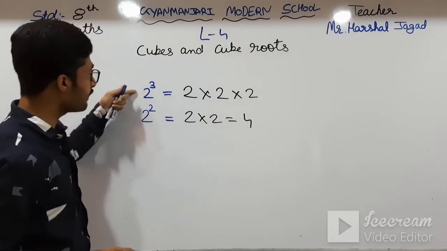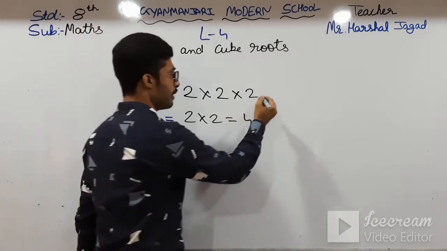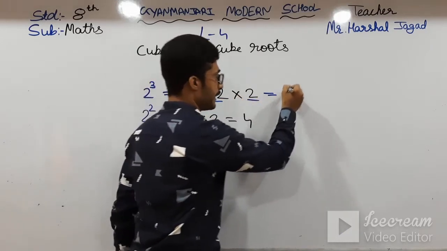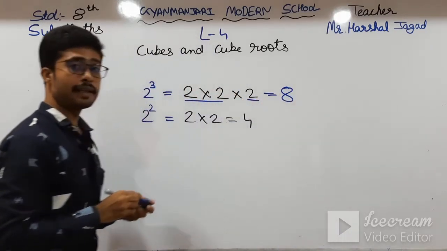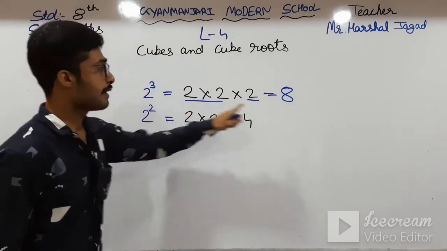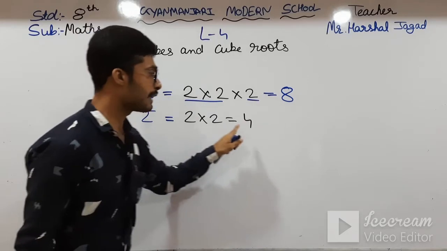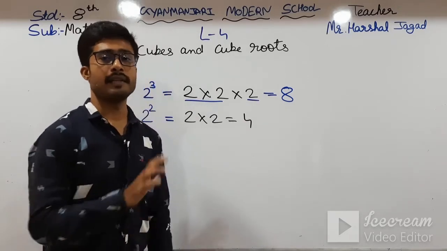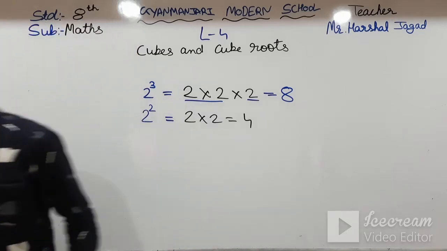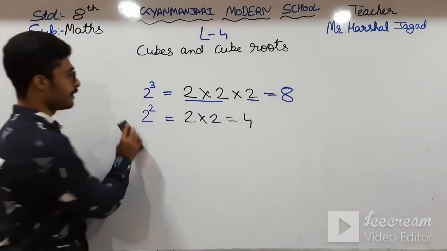Okay, this is square and this is cube. So, here the answer is equal to 2 2s are 4, 4 2s are 8. So, what is the cube of 2? That is 8. What is the square of 2? That is 4. Okay, students, this is the basic example of the cube. There are more examples of it.